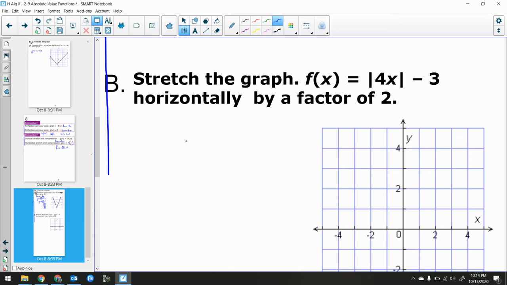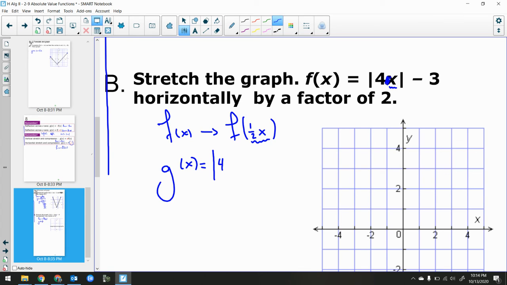Stretch the graph horizontally by a factor of 2. In this case, a horizontal stretch looks like this: f of x is going to map to f of 1/2 x. Remember, it's the reciprocal of that value. So my g of x is going to take this old function, and in place of x, I'm going to write 1/2 x. The 4 stays there, people. All I'm doing is taking away x, and in its place, writing 1/2 x minus 3. The only reason I'm putting in parentheses is to show multiplication. So I've got the absolute value of 2x minus 3.